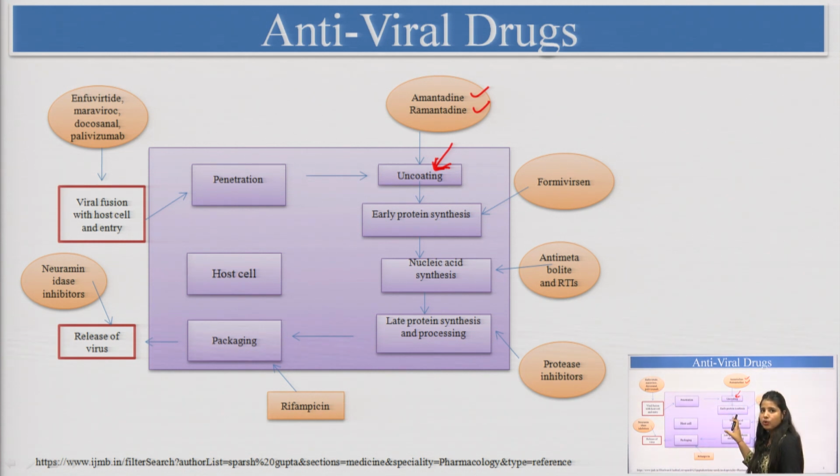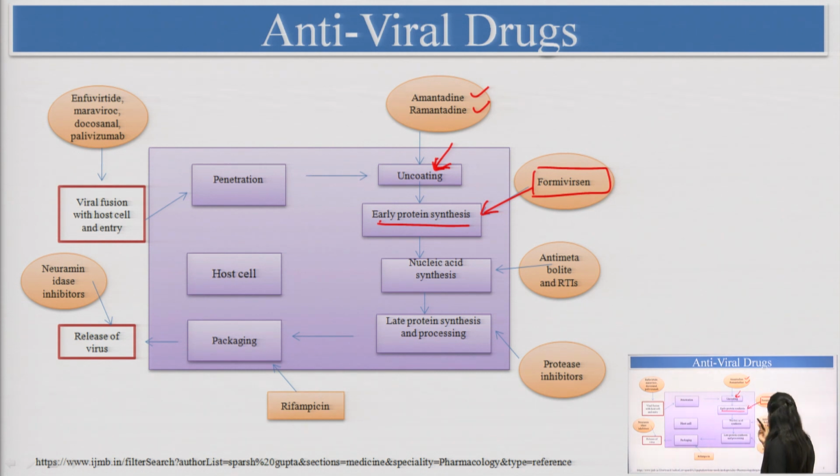If it will not uncoat, what will happen? The viral genome will not be liberated, and the other steps will not proceed. Now, when there is uncoating, there will be early protein synthesis. Formivirsen is one of the drugs. It acts on the step where the DNA polymerase is formed, which is known as early protein synthesis.